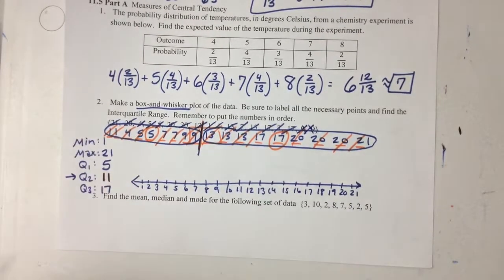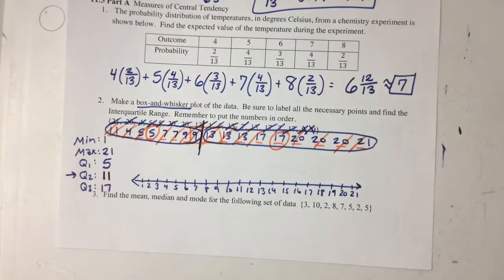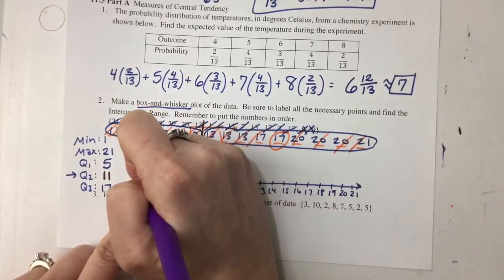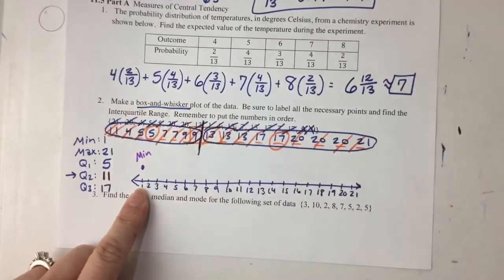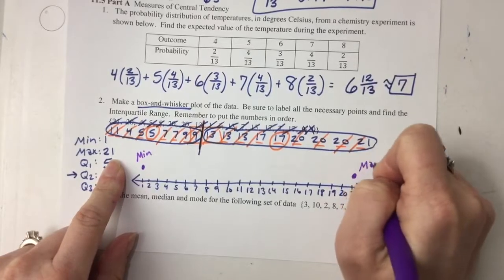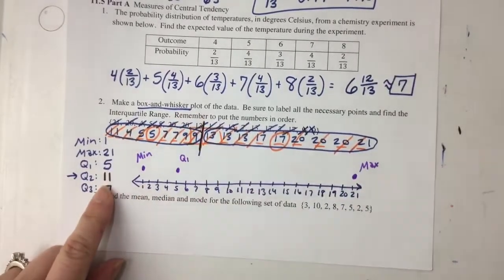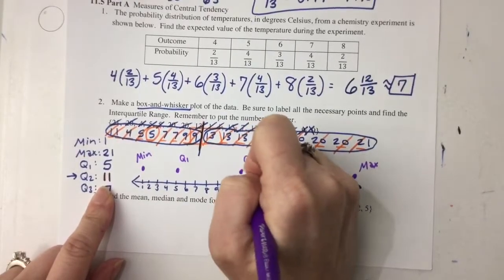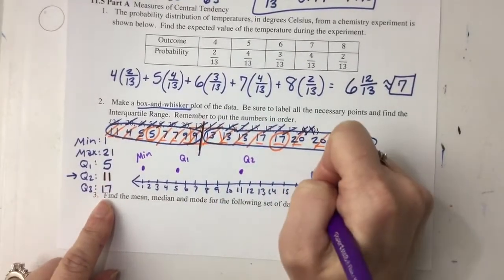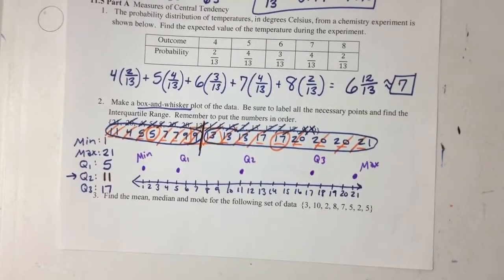Now above the line, you're going to go ahead and put each of these key points and then label it. So above the 1, you put a point. That is there because that's a minimum. Above the 21, you put a point. That's the maximum. Above the 5, Q1. Above the 11, Q2. Above the 17, Q3. So those are your 5 key points.